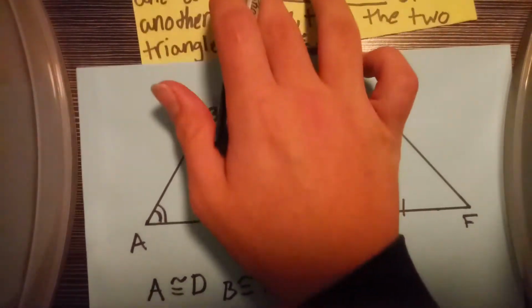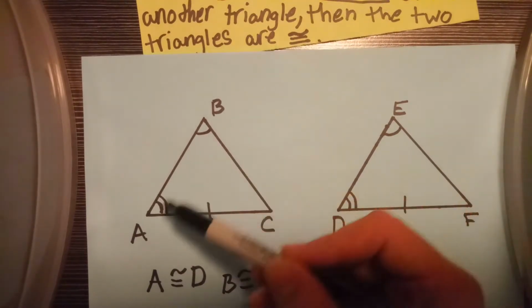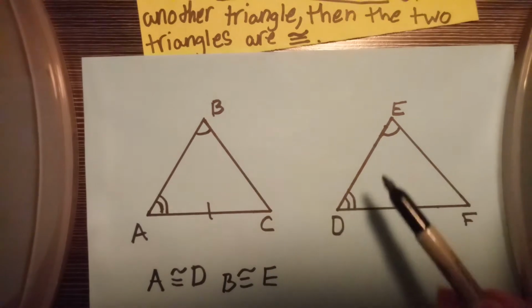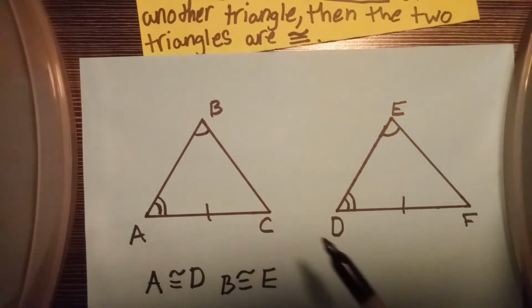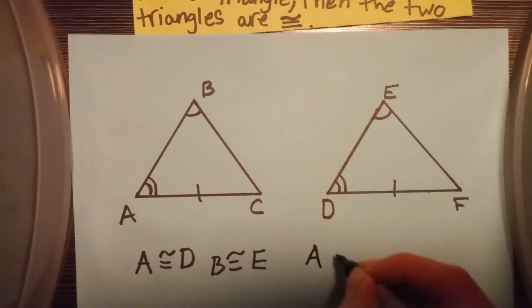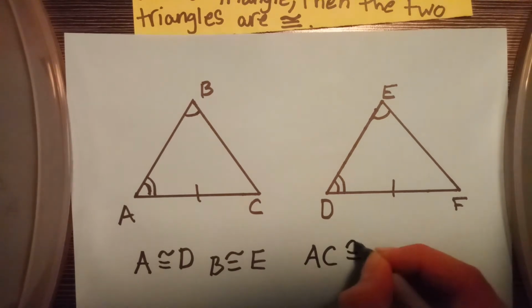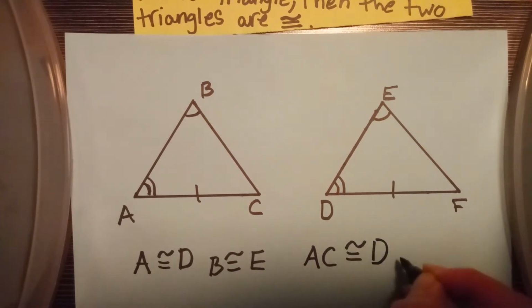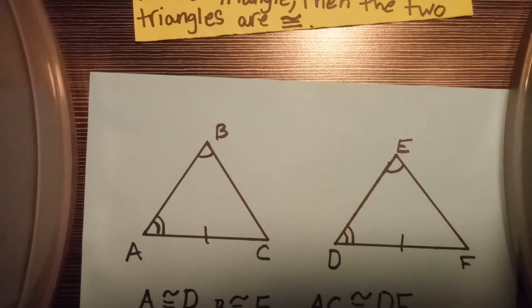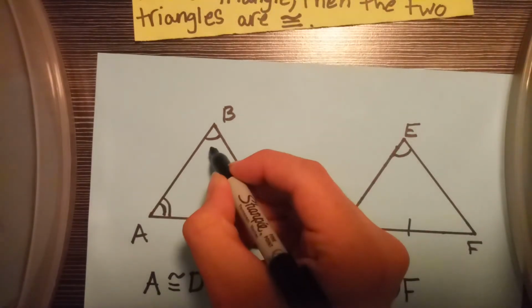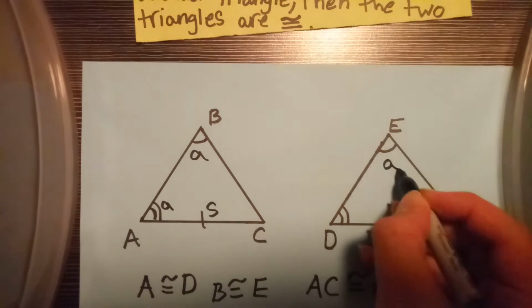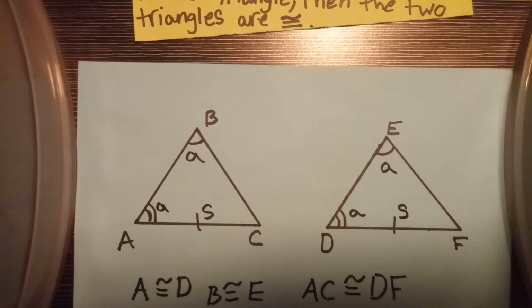So that non-included side, which wouldn't be in between A and B, or D and E, would be in between A and C, D and F. So you would write that as AC is congruent to DF. So that's why you would get angle, angle, side.